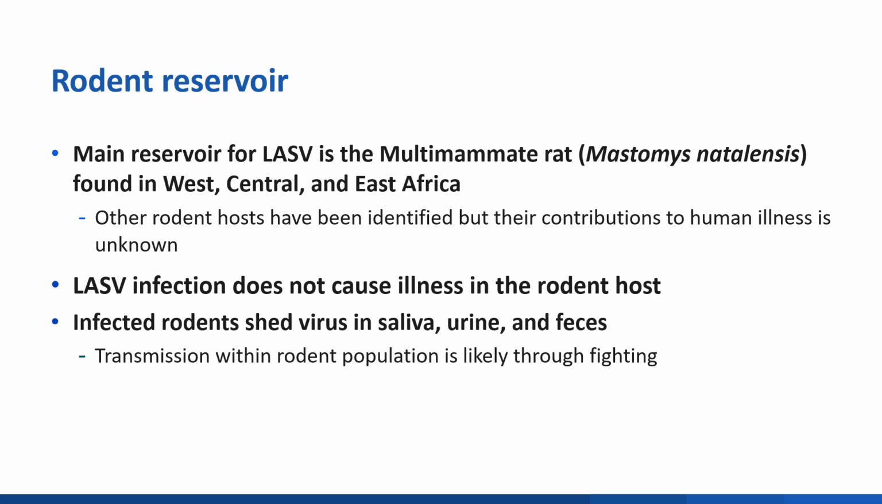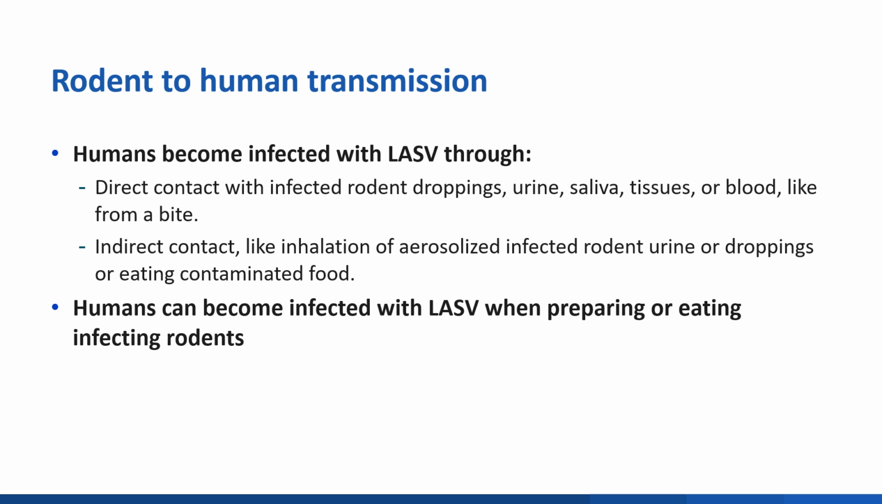Infected rodents can shed the virus in saliva, urine, and feces for the length of their lives. Lassa virus is maintained within the rodent reservoir and is transmitted from rodent to rodent primarily by fighting, through bites and scratches from one infected animal to another. People can contract the virus from rodents through direct contact with infected rodent droppings, urine, saliva, tissues, or blood, and by being bitten by infected rodents.